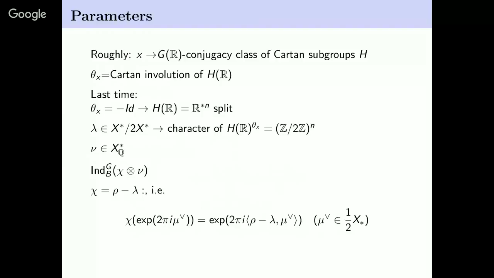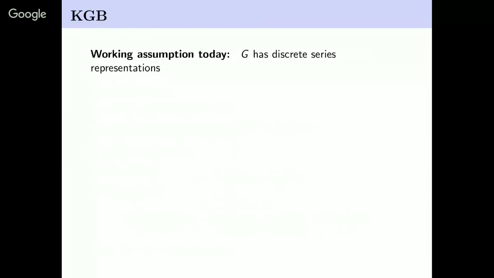Okay. Now, today I'm going to focus on the opposite case. What happens when theta x is acting by 1? That corresponds to the discrete series. So for the rest of today, I'm going to make the assumption that G has discrete series representations. That's not all groups, of course, but let's make that assumption for today.